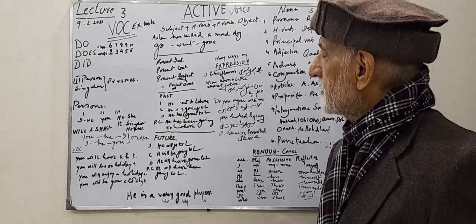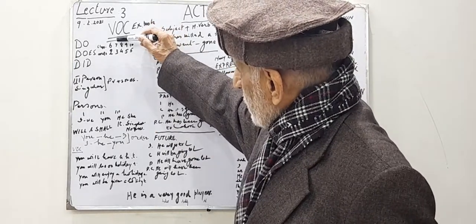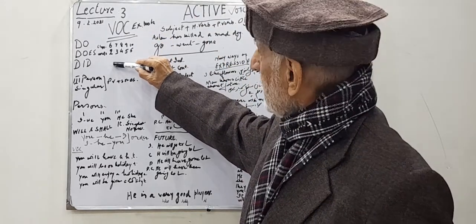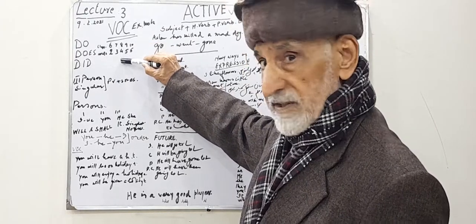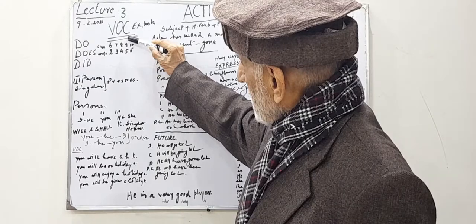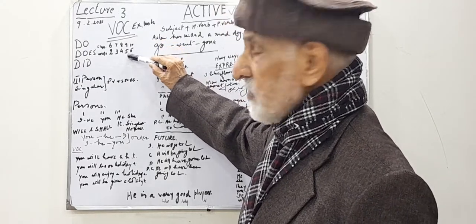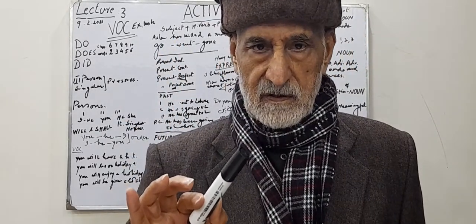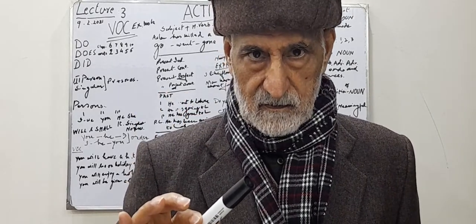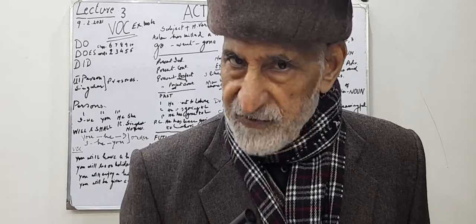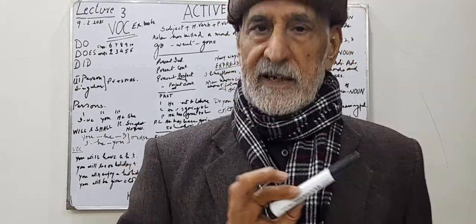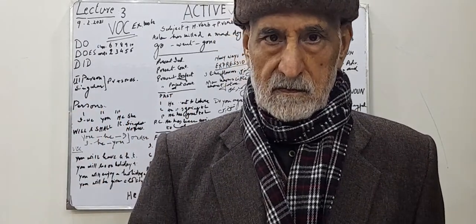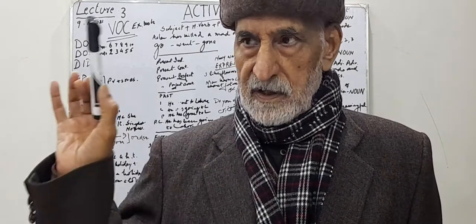Well, class 7 student should learn 3 words daily. Class 8, 4 words daily. Class 9 and 10, 5 words daily. 5 words, verbs, with their spelling and with their meaning. Go, went, gone. Write, wrote, written.